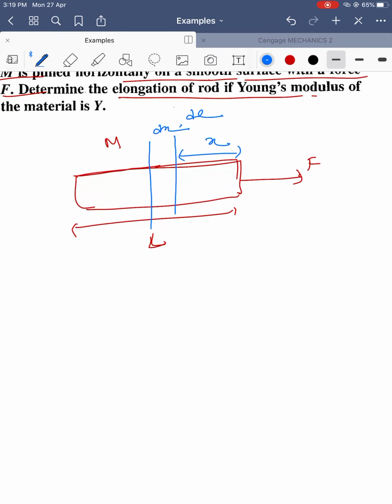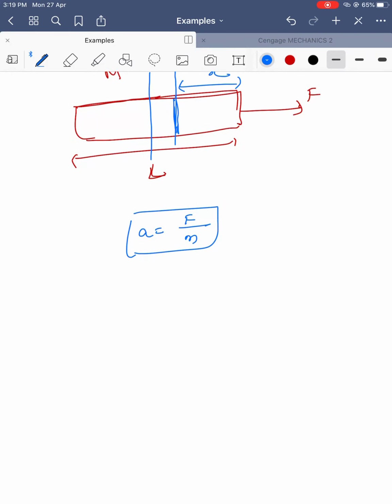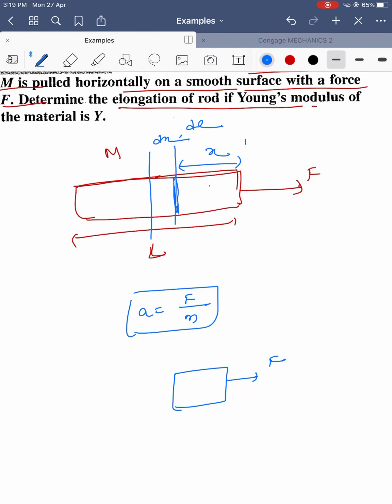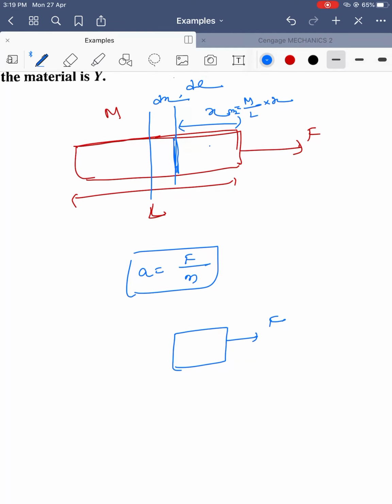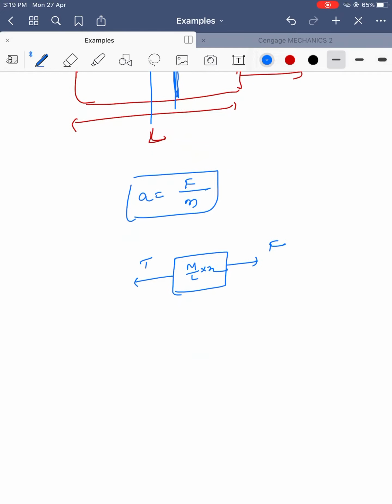Listen carefully. How much acceleration is it going with? F by M. Just before the dx section we should get the force value. Force F is acting here. How much is the mass here? The mass in the x section is equal to M by L into x. On the other side, the tension T acts.